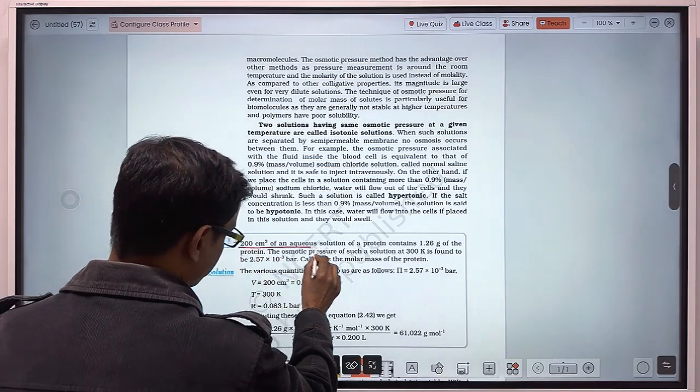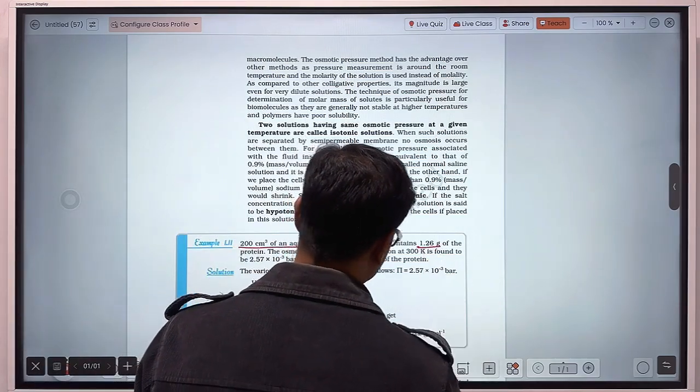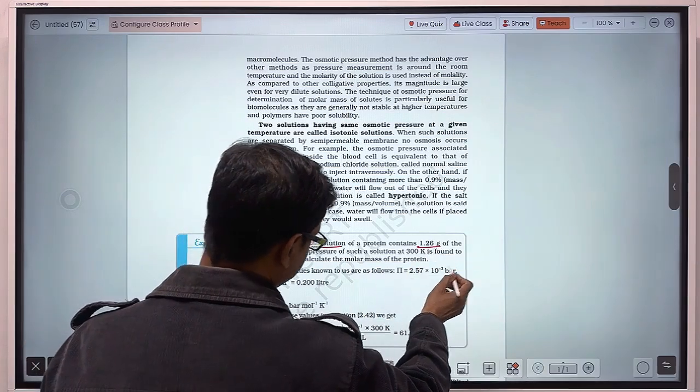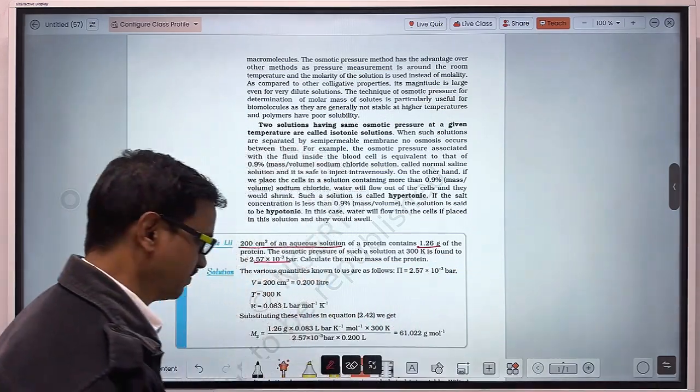The volume of the aqueous solution has been given, and the mass of the protein has been given. The osmotic pressure of such a solution at this temperature is found to be this much. Osmotic pressure has been given. Calculate the molar mass of the protein.